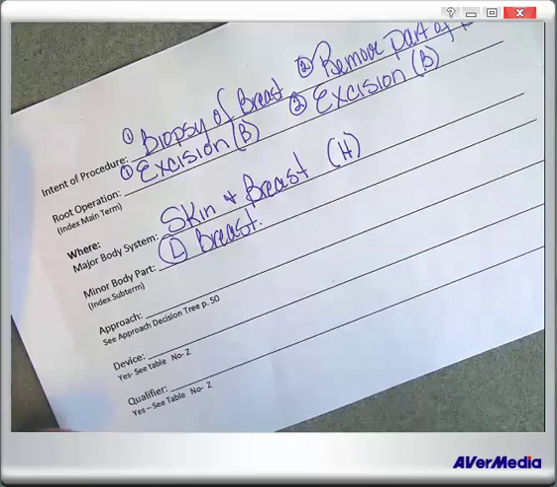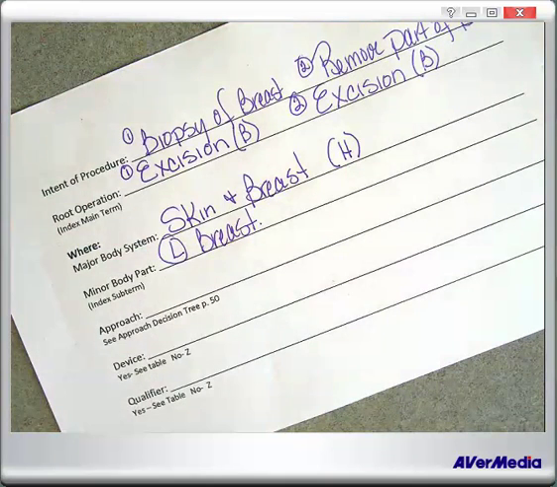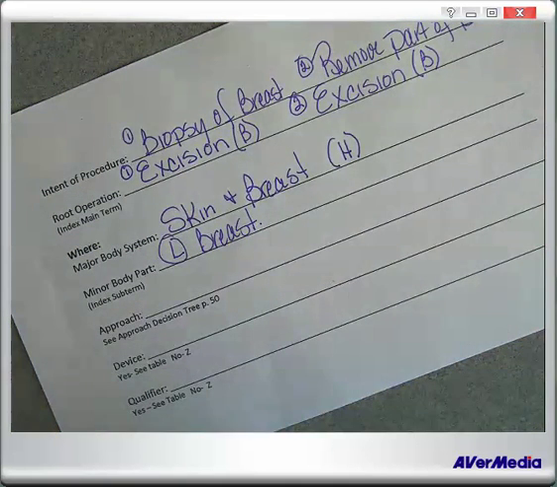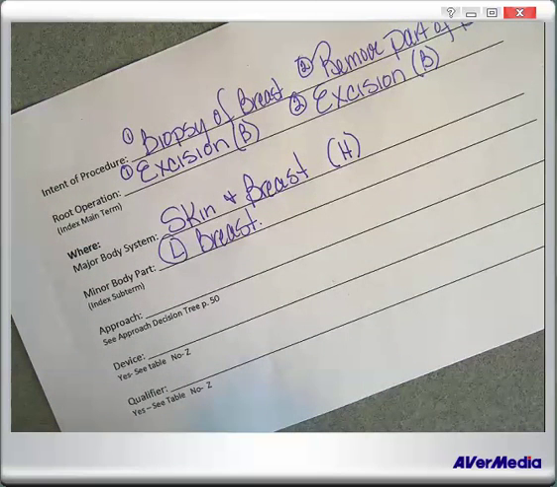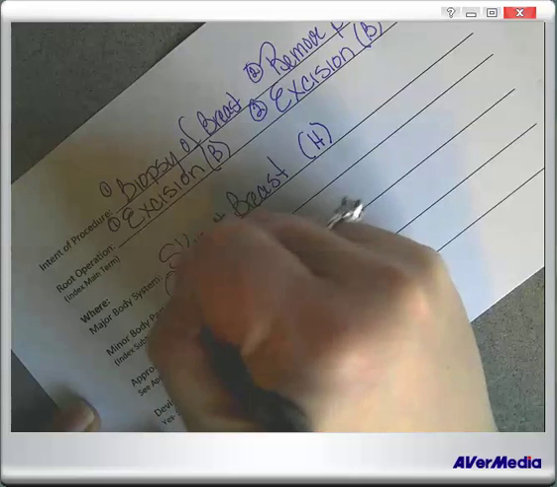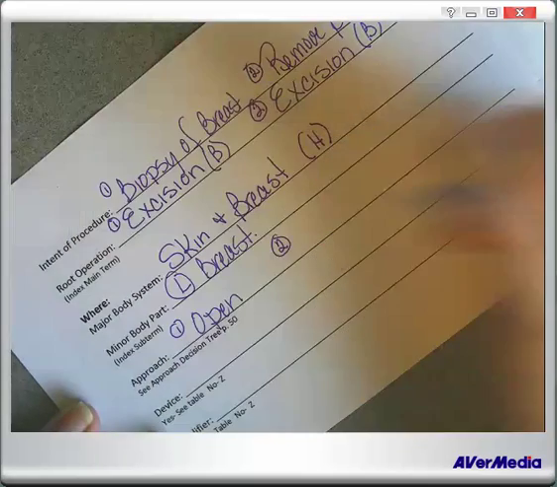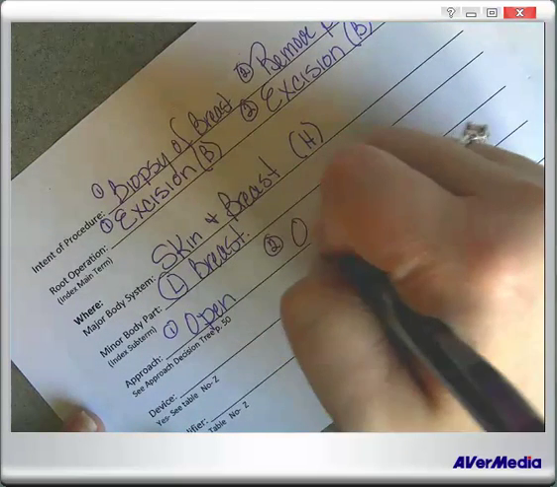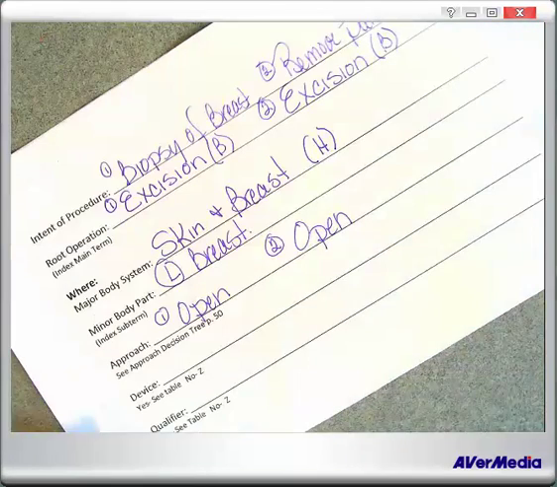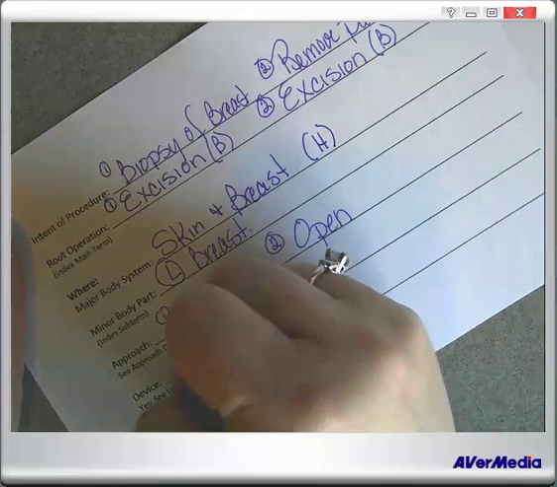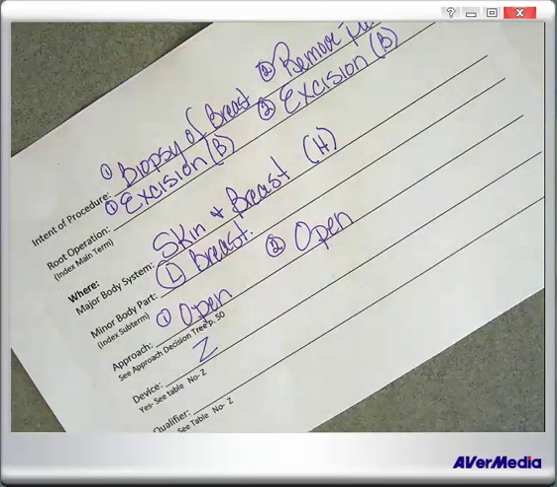Okay. And our approach, well, we have two procedures. Our first procedure, it told us right off the bat, open excisional biopsy. So our first approach is open. And our second approach is also going to be open if we're doing a partial mastectomy. Can't do those percutaneously. Now, do we have a device? Didn't tell us we did, so no, Z. And do we have a qualifier? Well, we don't really know yet because we've got to get to the table first to find out.